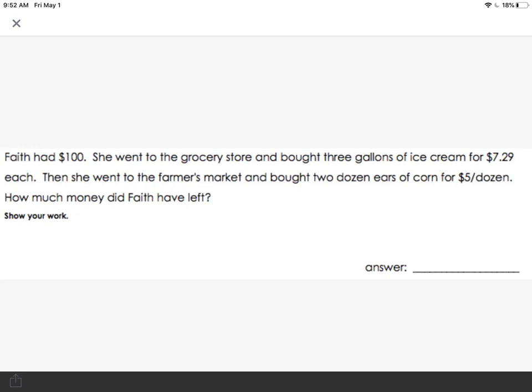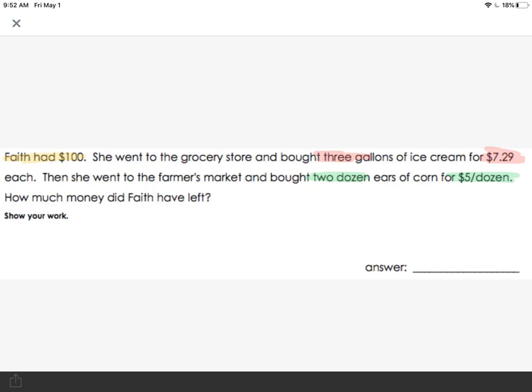So I'm going to highlight that Faith had $100. That's important. That's going to be how much we start with. She went to the grocery store and bought 3 gallons of ice cream for $7.29 each. So that means each gallon of ice cream costs $7.29. That's super important. Then she went to the farmer's market and bought 2 dozen ears of corn for $5 a dozen. So again, for $5 each, she bought 2. How much money did Faith have left? Okay, so now we know the important information.